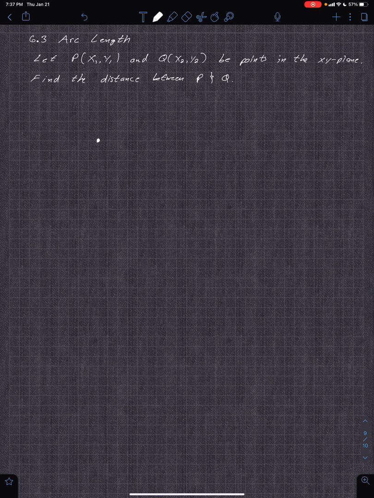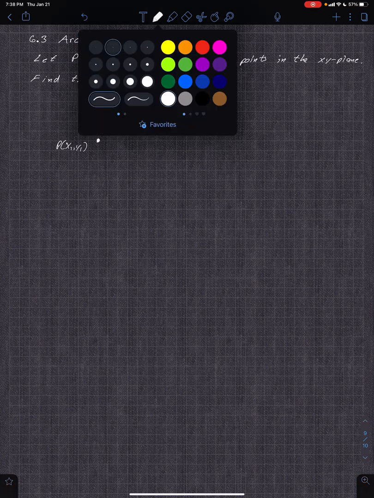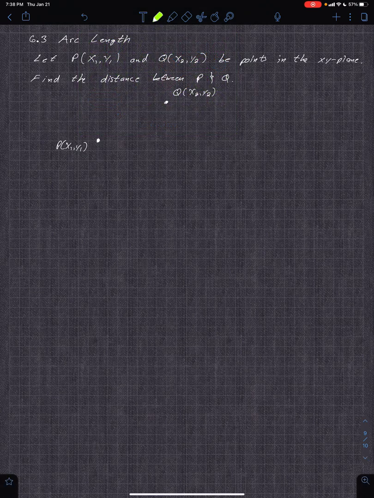So you have a point P, and that's (x1, y1). And then another point up here, say Q, and that'll be (x2, y2). And we want to find the distance between them. So we want to find this distance, and we'll call that distance D. And you probably would know that you use a right triangle and the Pythagorean theorem.